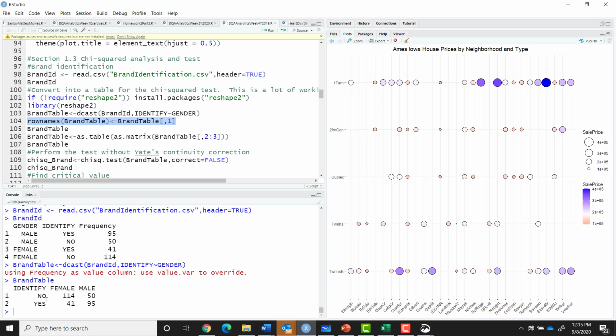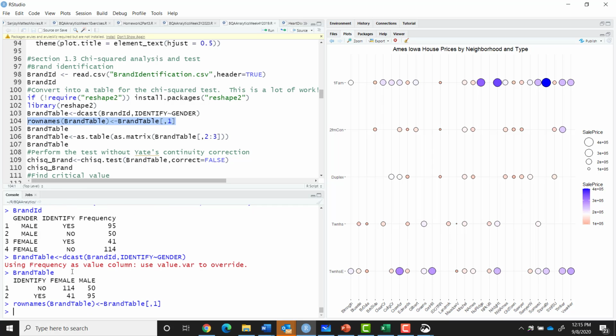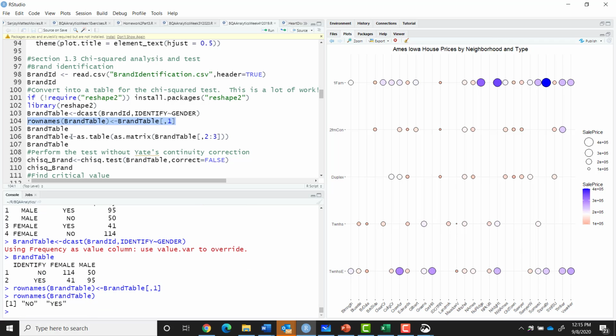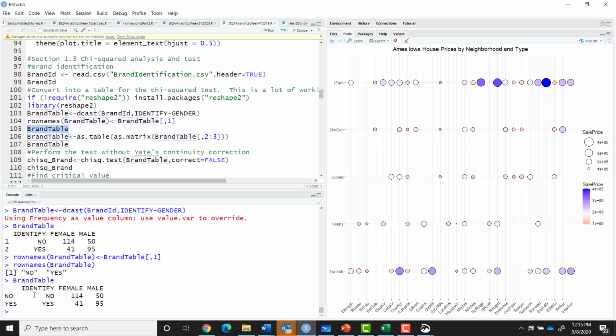And we can get the row names. Let's just have a look at this. The row names are no and yes. So let's just have a look at the brand table. And then we have identify, don't identify, identify, female and male. And then we want to put it in the as.table format, just the table utilized by the chi-squared test again. And again, we're not going to take this identify column because that's just a label.